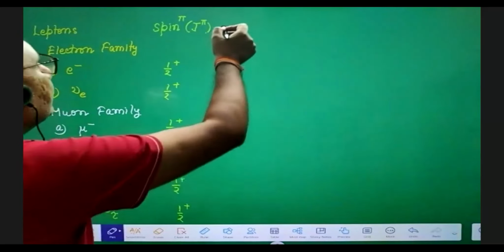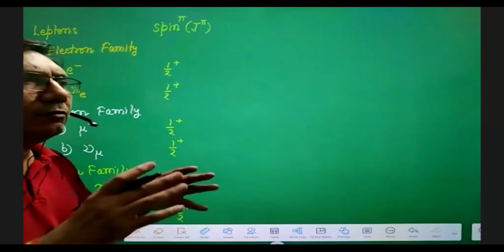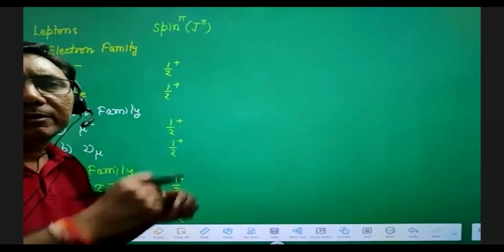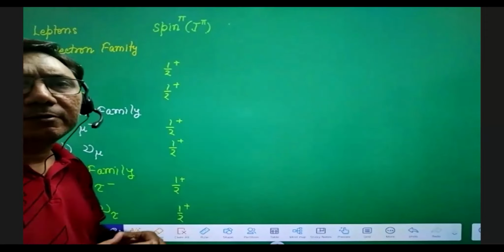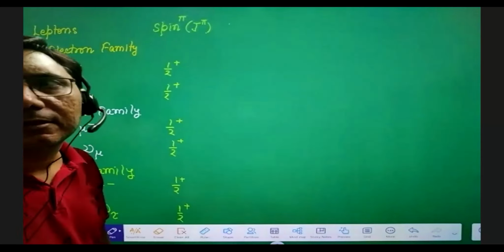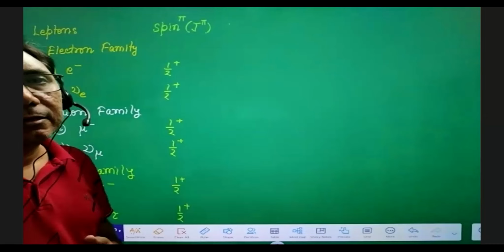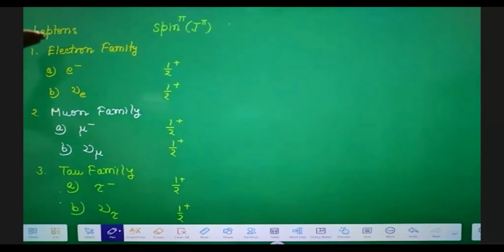Next, another thing that is defined. A lot of particles are there. You have to define that, okay, this is the family, the lepton family, the broader family. You have to give a name to that bigger family. So that name is leptons.